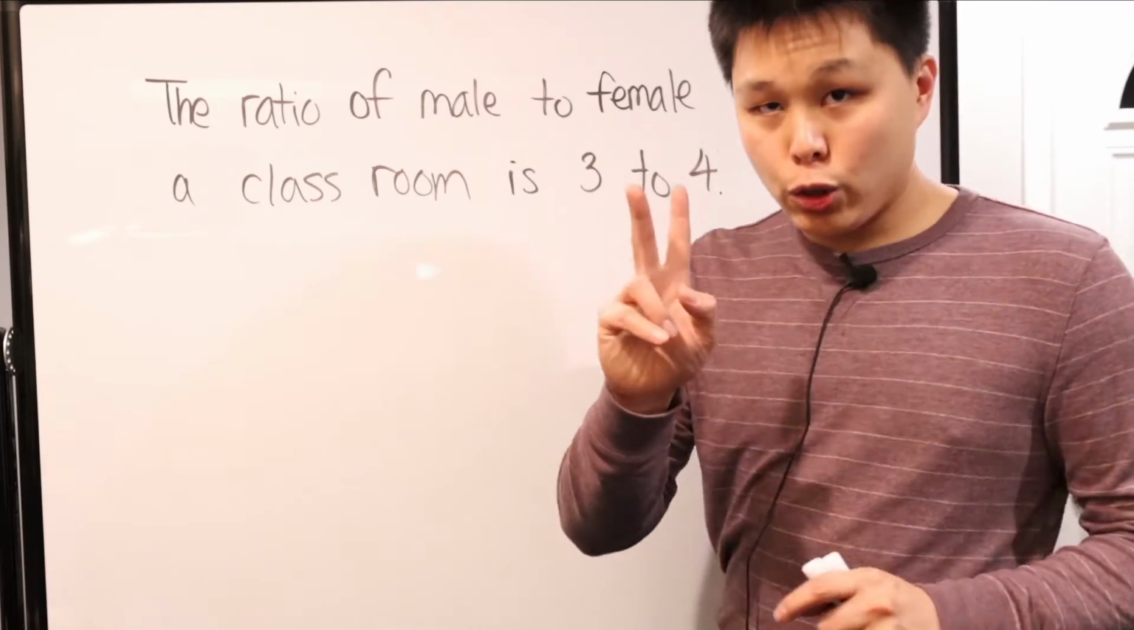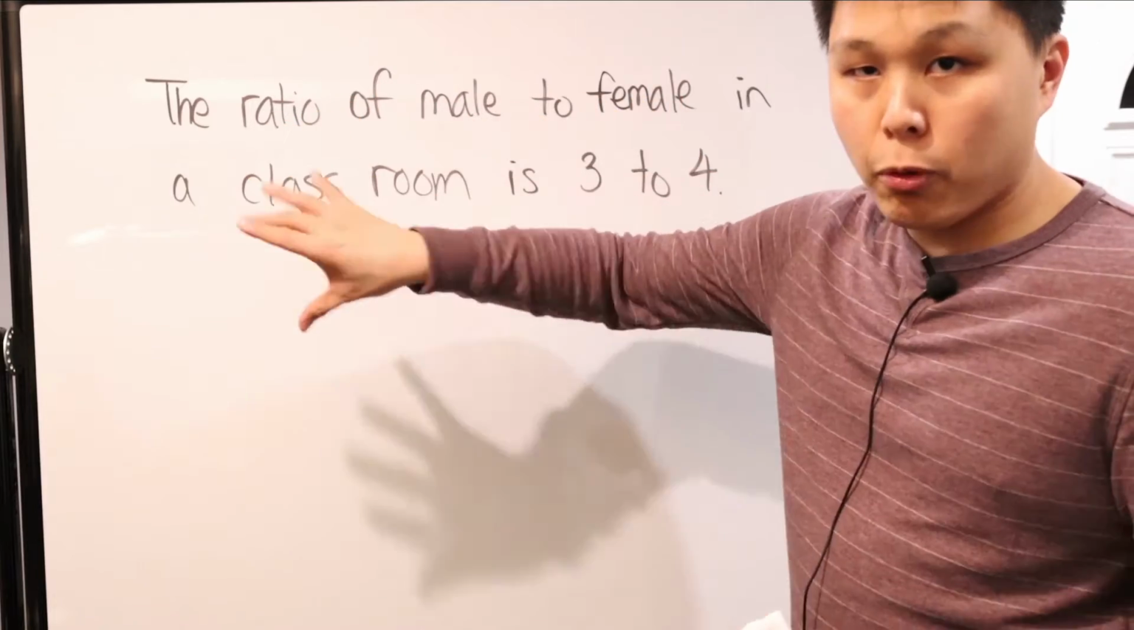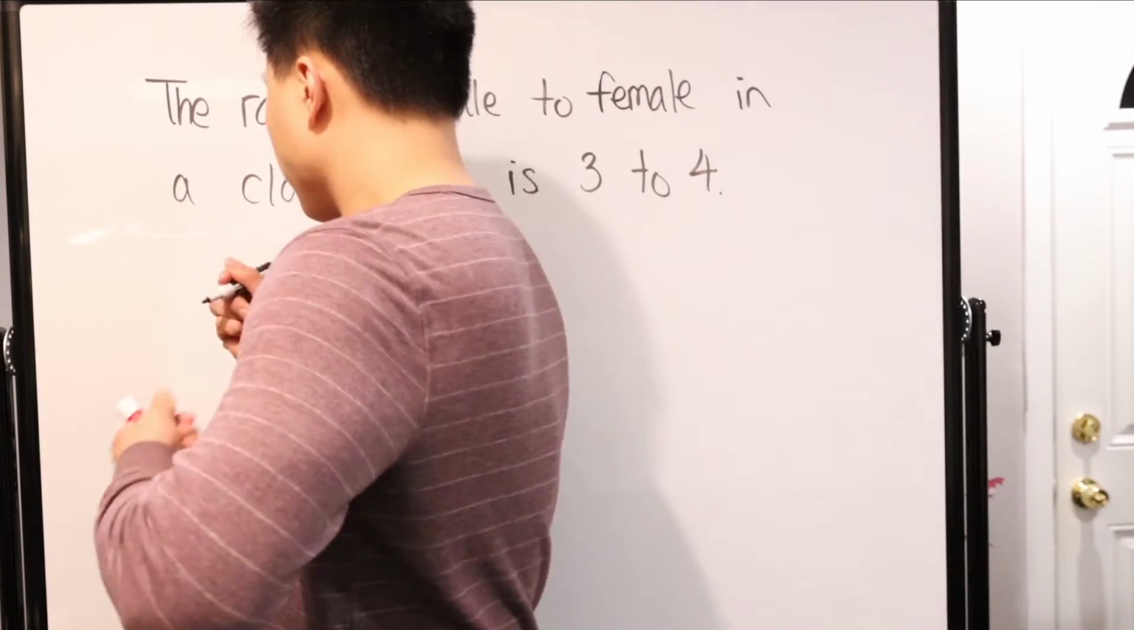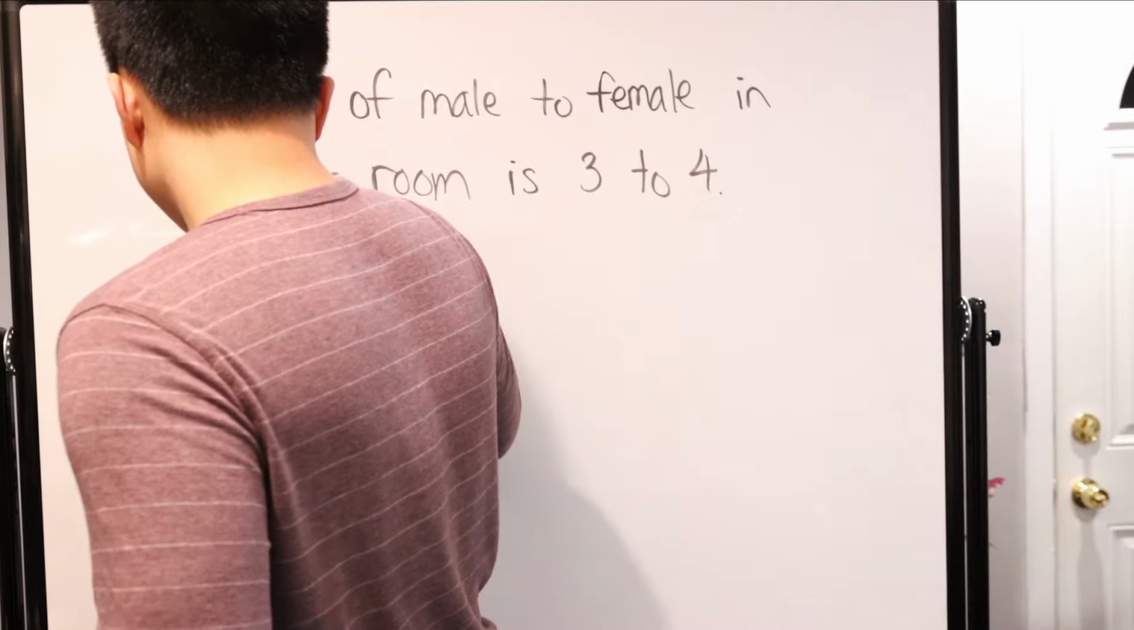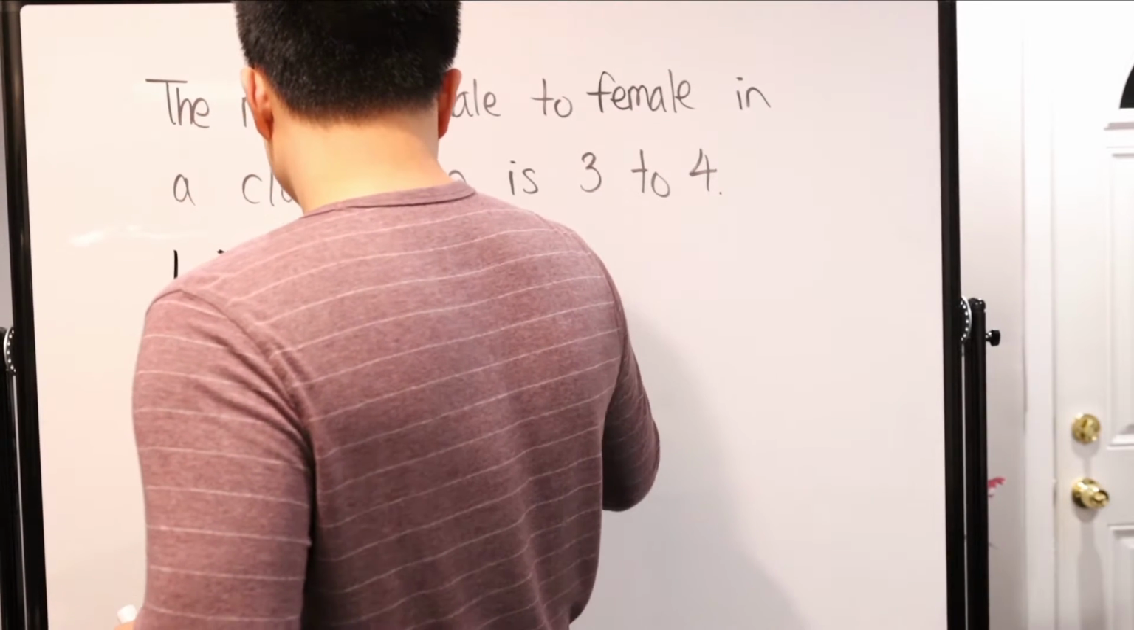Ratio actually has two types, right? There's the first type of ratio, and I'm going to use this as an example and explain the first and the second type of ratio. So the first type of ratio is basically ratio in terms of another.